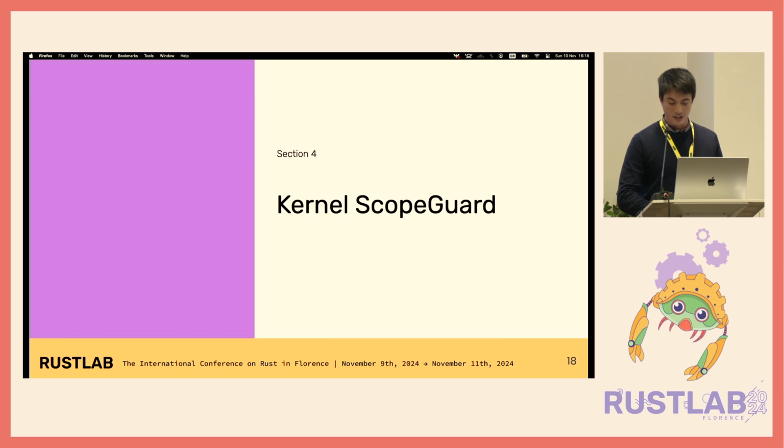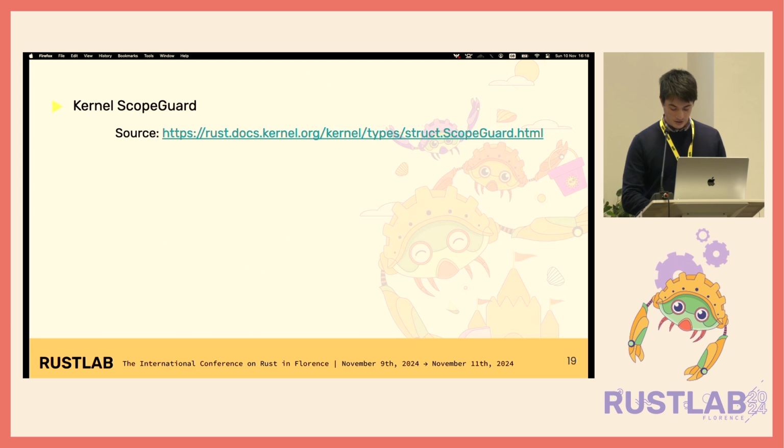Okay, so another scenario, which is the kernel scope guard. There's nothing special about the kernel here. It's just a scope guard, but I found it neat that it's also used in the Linux kernel. Well, in a library that is used in Linux. So that's the source. Here I'm going to just show a simplified example.